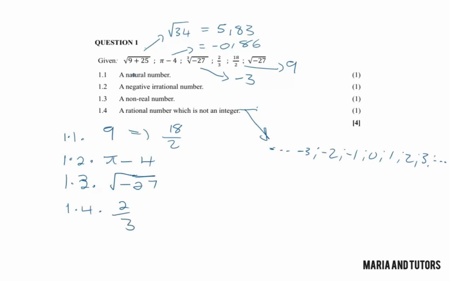So whenever you are given a question like this, please make sure that you simplify the numbers that you are given so that you'll be able to identify your natural numbers, rational numbers, irrational numbers, and integers. You have to make sure that your numbers are simplified before you can identify them.